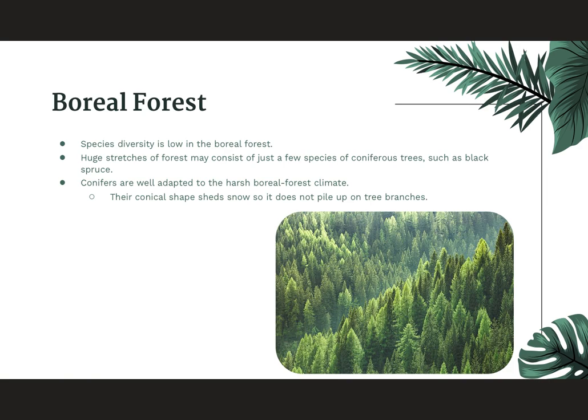Species diversity here is low, meaning there's not a great variety of different types of animals or plants. Huge stretches of forest may consist of just a few species of coniferous trees, such as the black spruce. Conifers are well adapted to the harsh boreal forest climate. Their conical shapes shed snow so it does not pile up on the tree branches. So that's a nice little adaptation to make note of.